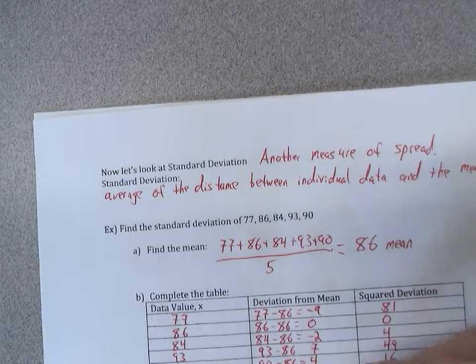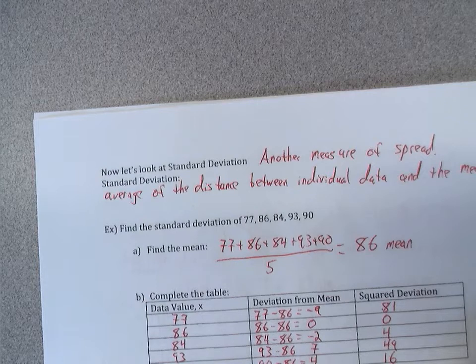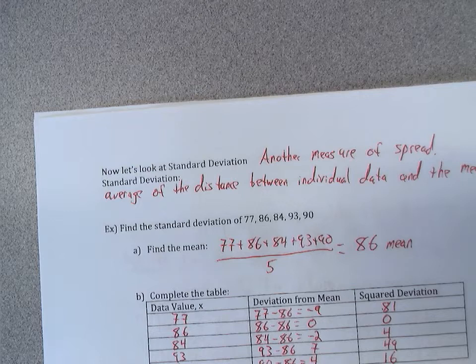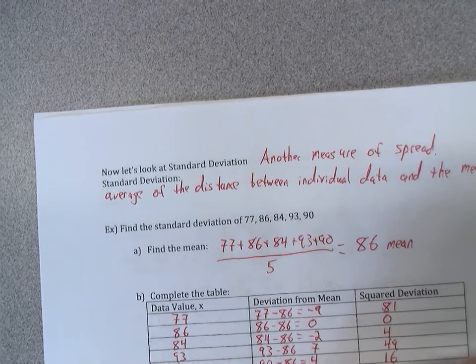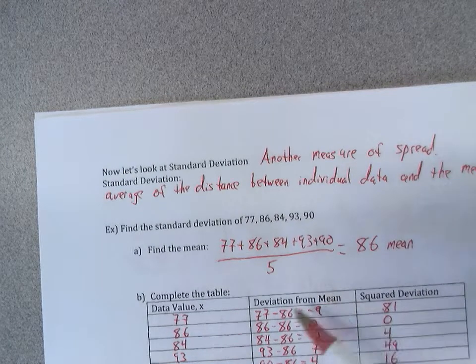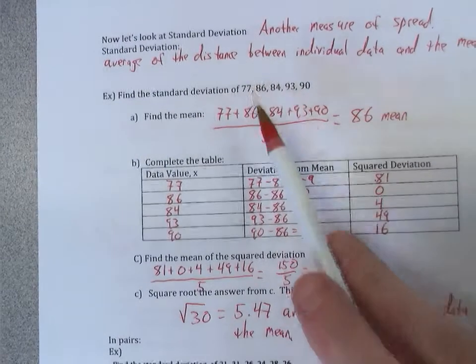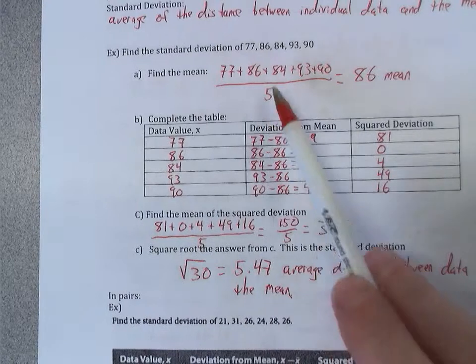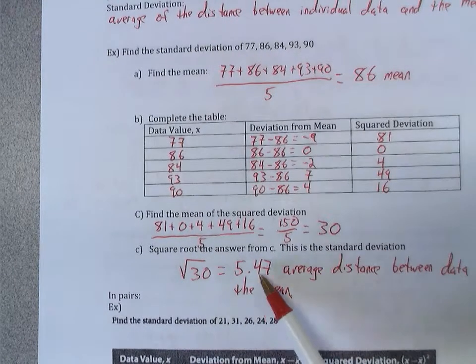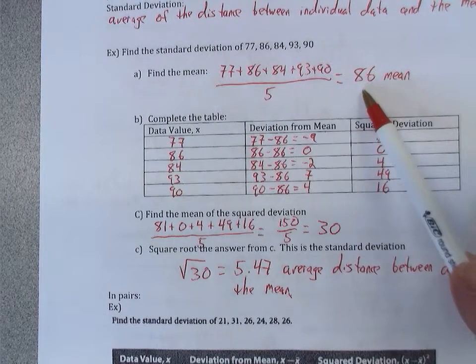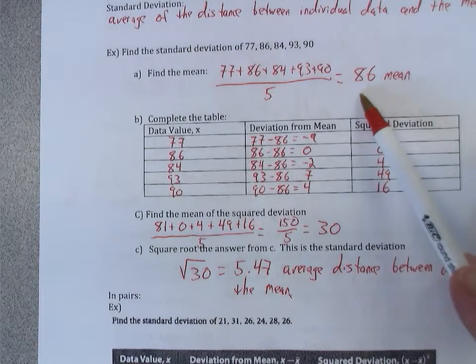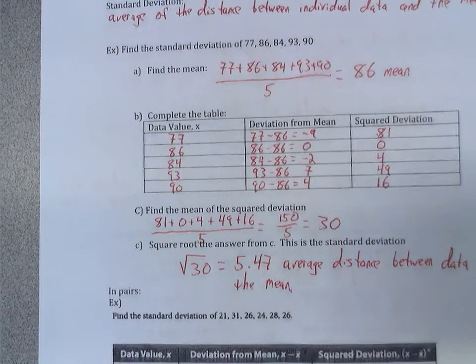So 5.47, this represents the average distance between data and the mean. So that means on average, each of these data points is 5.47 points away from the average of 86. Okay, not all of them are that far, but on average, that's how far they are.